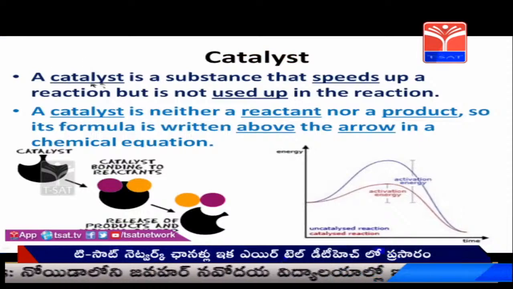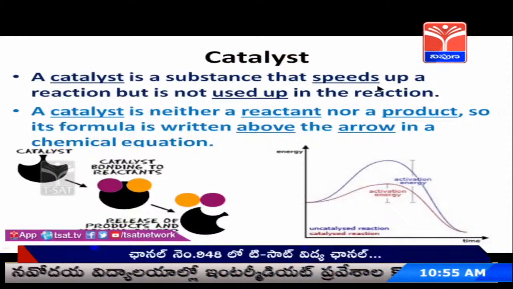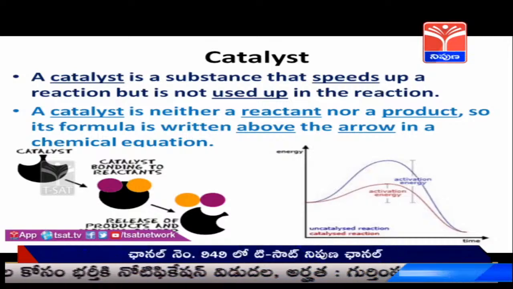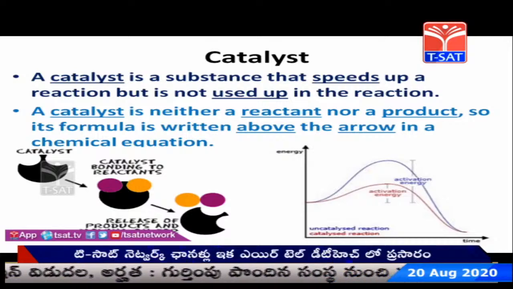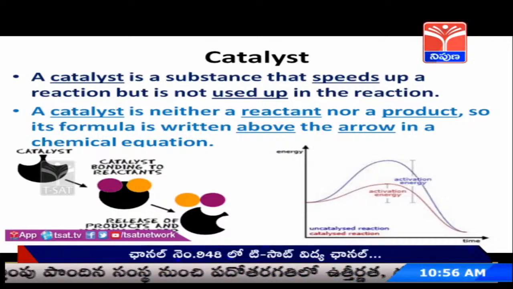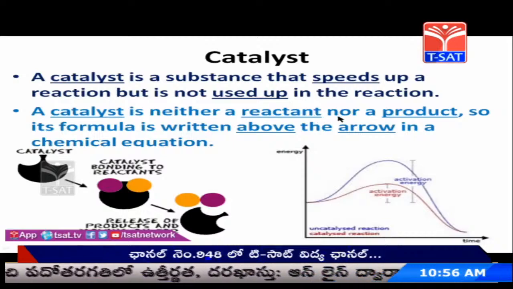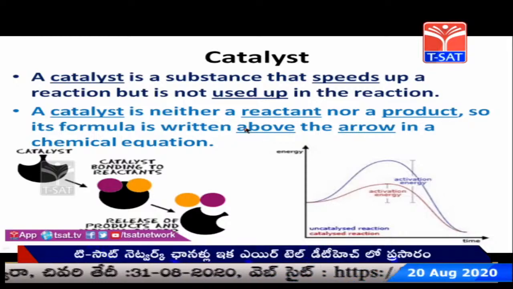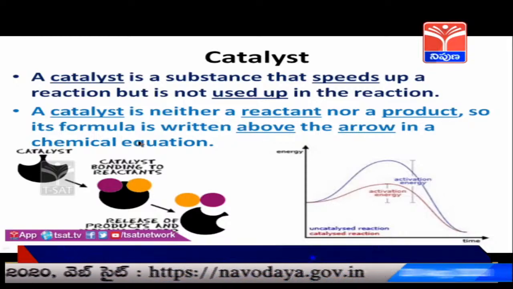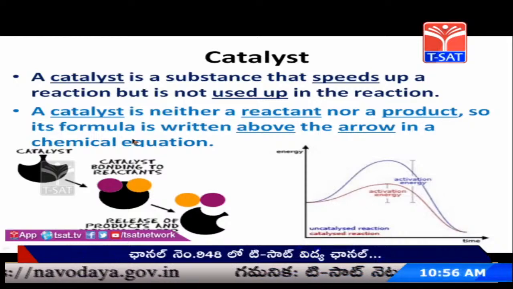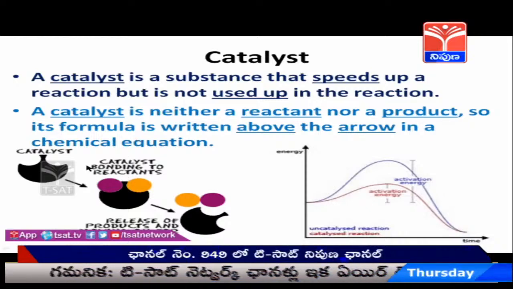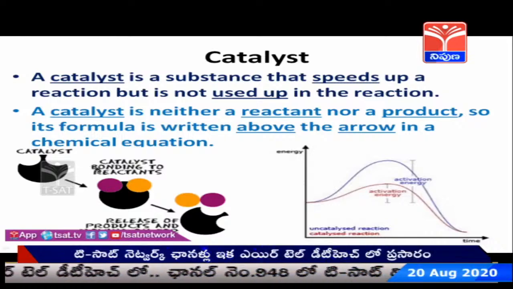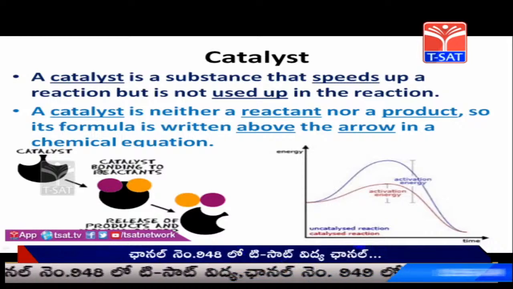So, this is the catalyst. A catalyst is a substance which speeds up or controls the reaction comfortably. A catalyst is neither a reactant nor a product. It will not participate in any chemical reaction. It will be as is during a chemical process. Of course, the texture or the state or the crystalline structure will change sometimes.